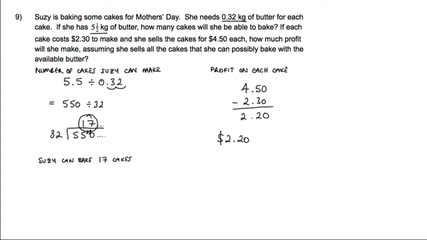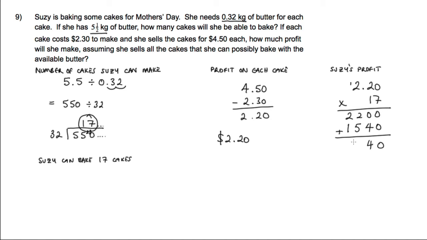Now we know she can make 17 cakes, so Susie's profit will be $2.20, and we need to multiply that by 17. So 1 times 0 is 0, 1 times 2 is 2, 1 times 2 is 2, 7 times 0 is 0, 7 times 2 is 14, carry the 1, and 7 times 2 is 14, plus the 1 is 15. Now we need to add these. We get 0, 4, 7, and 3.